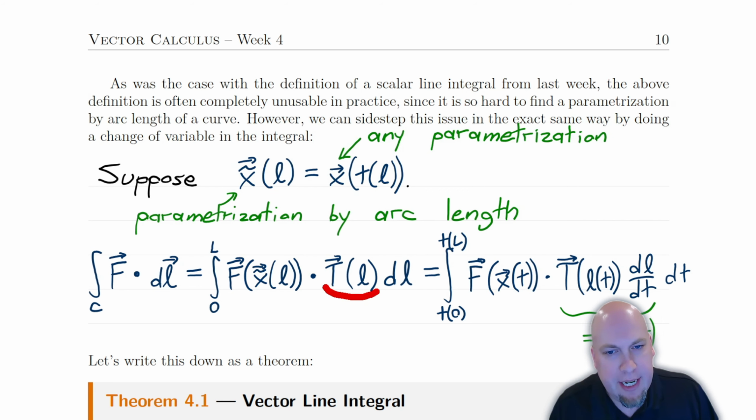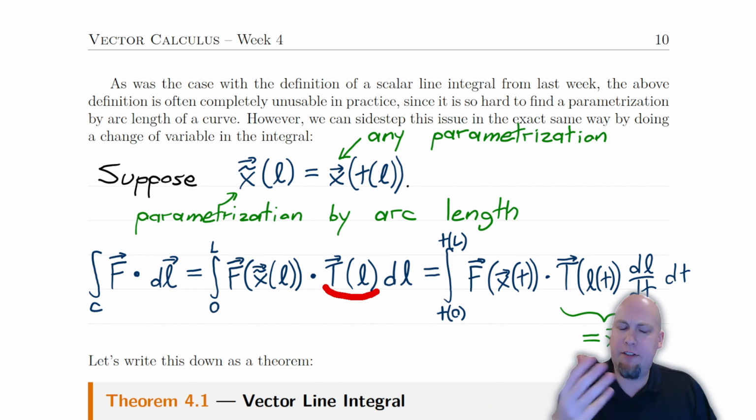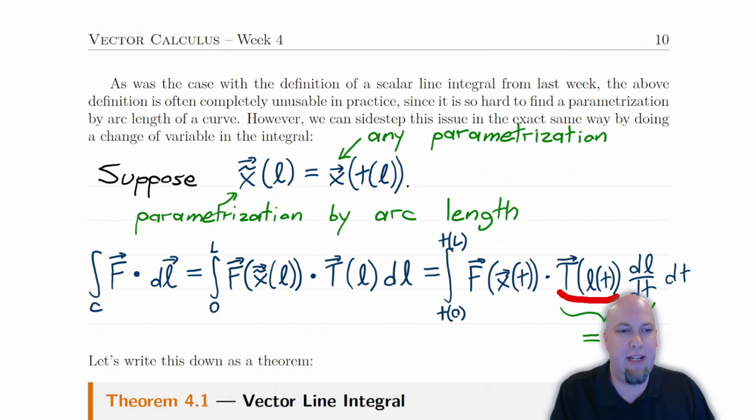And then the unit tangent vector of L, I'm not really changing that, but again, I'm just switching my perspective here. I'm going to write that as T of L of t because I want to think of this as a function of t. I didn't actually change anything, with T of L to T of L of t, just how I thought about it. Then I'm going to do a change of variables in the integral.